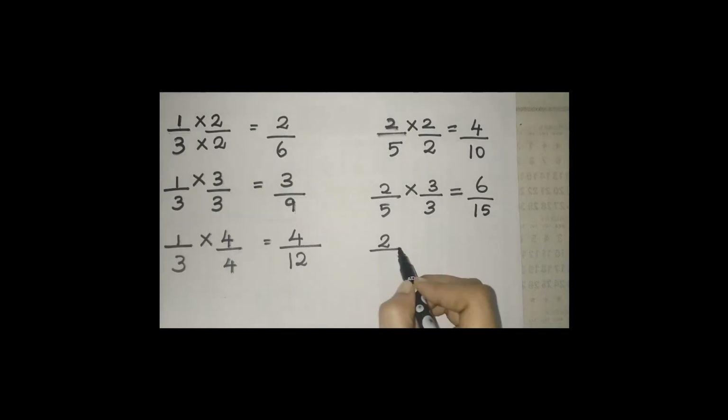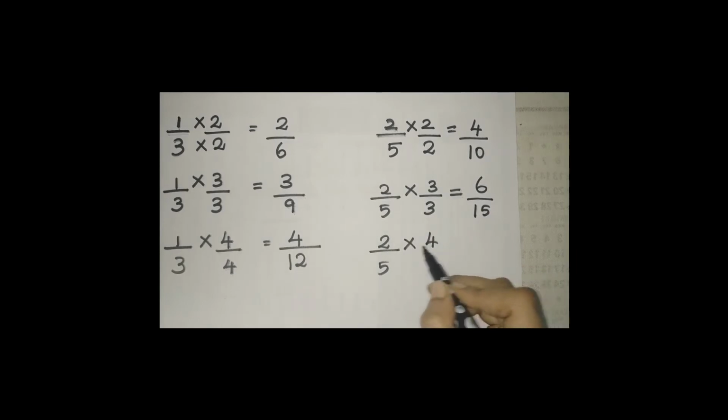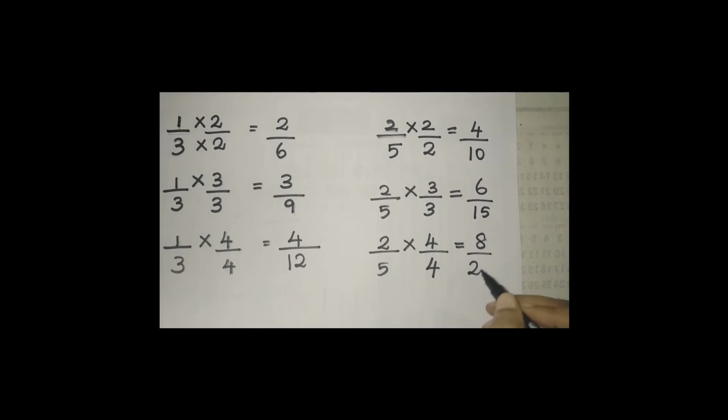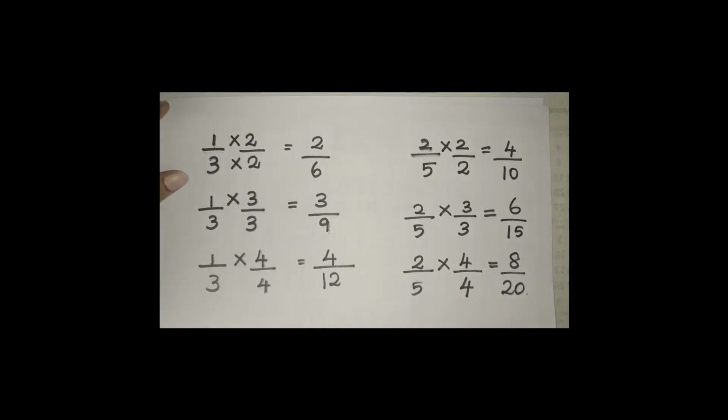Next, 2 by 5 into numerator. You have to multiply by 4 and the denominator also you have to multiply by 4. So 2 4s are 8 and 5 4s are 20. Okay, is it clear? Okay. Now we will move on to the exercise problems.